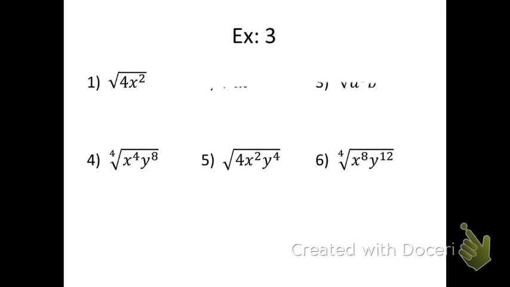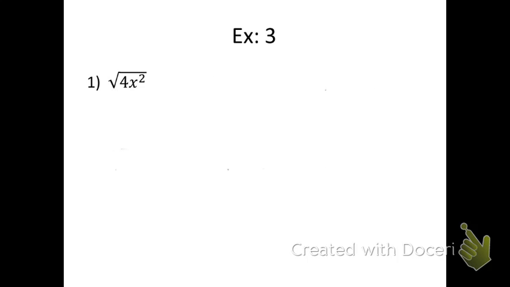Looking at example 1. When we look at example 1, it's similar to the previous example. First step, we want to look at the index. Our index here is not listed, so since it's not listed, we could assume it's 2. Step 2, factor the radicand. So when we factor, we figure out that the second root of 4x squared is like saying 2 times 2 times x times x.